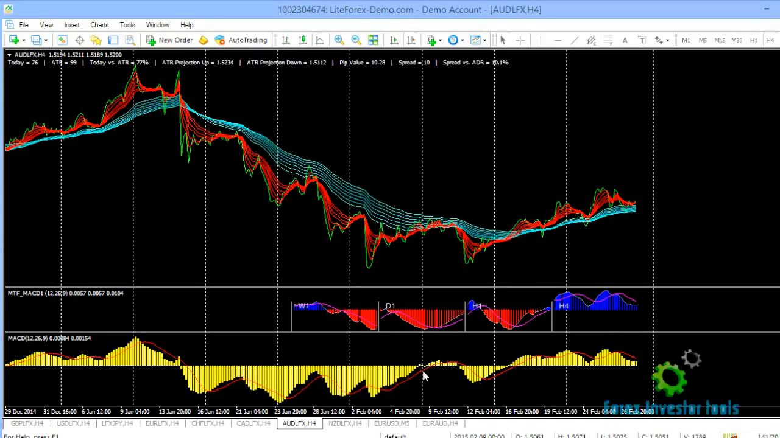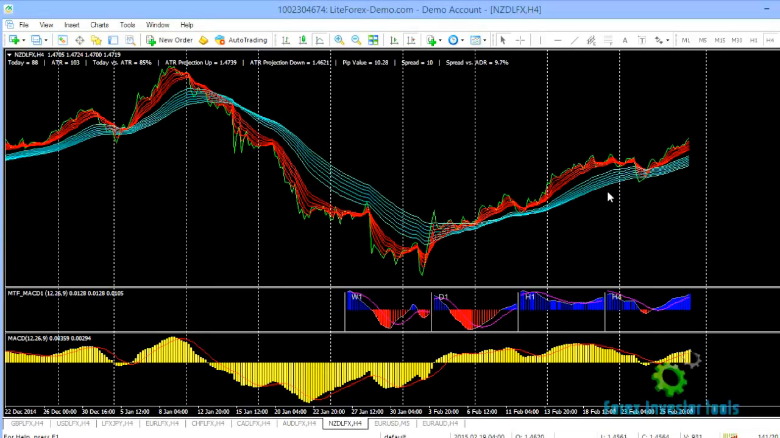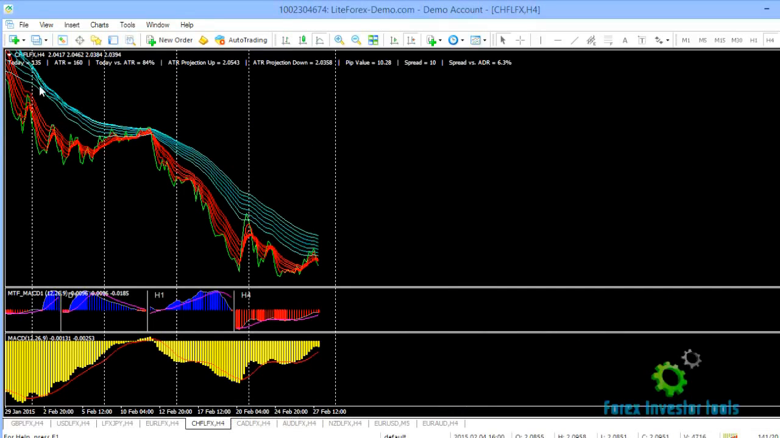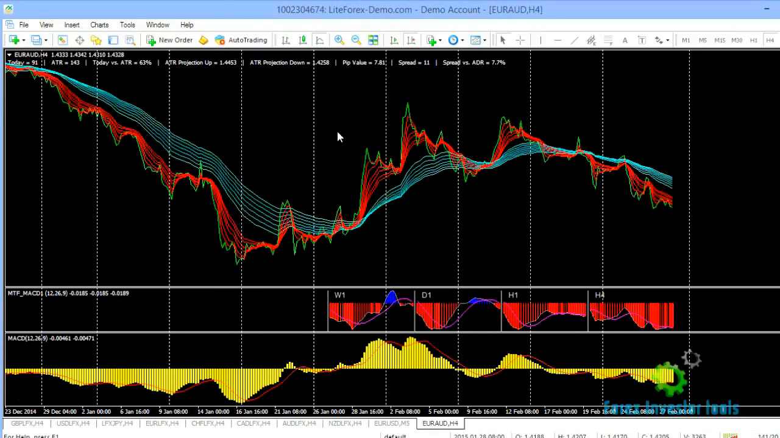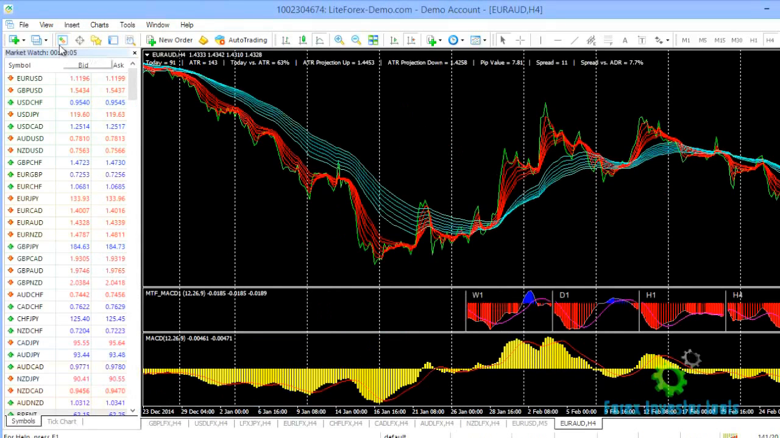AUD, a typical move. You can see how it's crossed over, pulled back and is trying to move up, but nothing at this point. New Zealand is in an uptrend, and the only clear downtrend was the CHF. So let's take a look at the New Zealand Swiss franc.